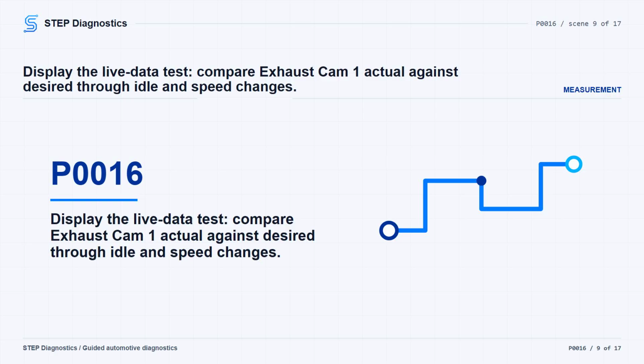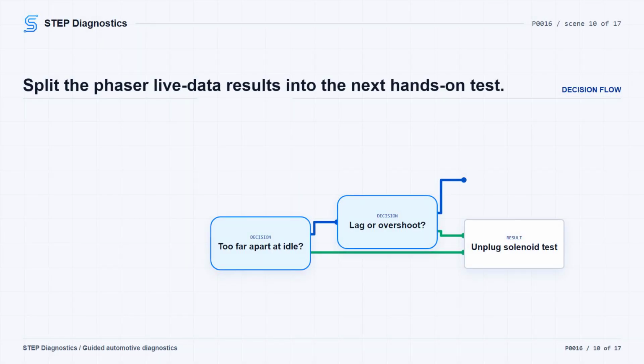Repeat that several times and let the engine return to idle while you watch whether the phaser returns to lock pin position. If actual and desired are more than 10.0 degrees apart at idle, go to the electrical versus mechanical split test. If actual position lags, moves slowly, or overshoots desired during speed changes, go inspect the oil control valve and solenoid operation. If it tracks properly and comes back to lock pin, move on to the tone wheel inspection.